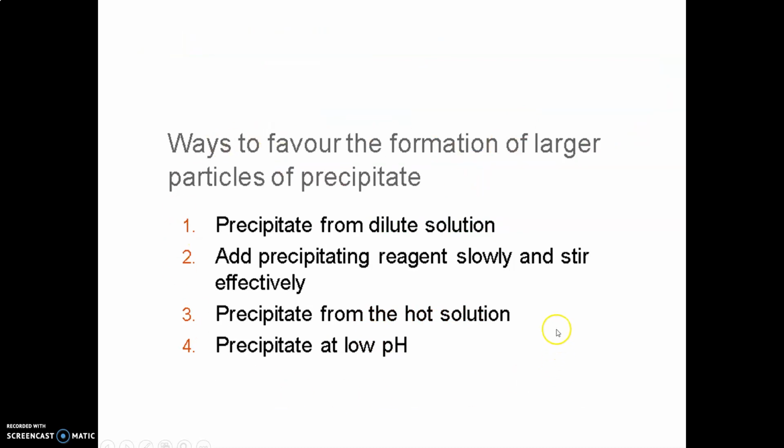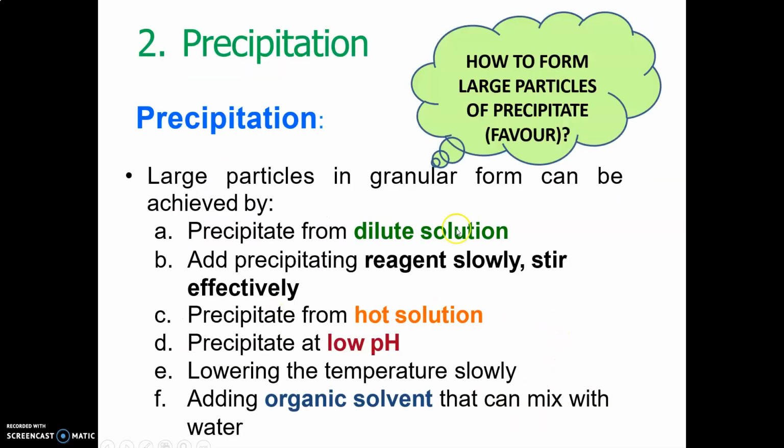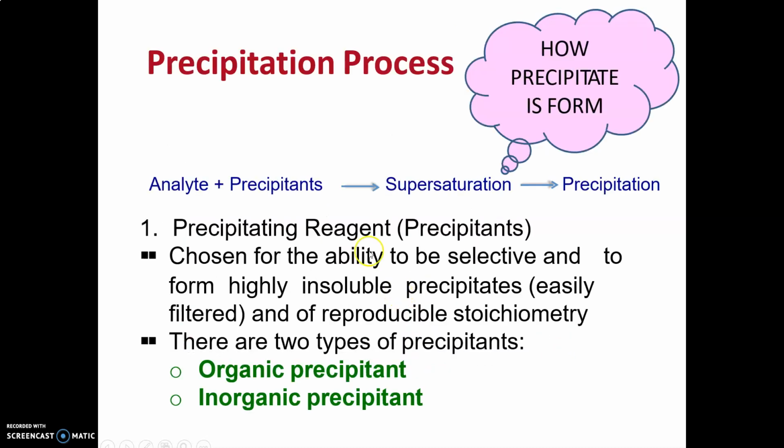Okay, this is another one, same as this part, so you can read by yourself. And then, so how does precipitate form? So you know what the good precipitates are. So how to get the good precipitate, but what actually is a precipitate? How does it form? So usually the precipitation process occurs when your analyte plus the precipitants or precipitating reagents go to supersaturation, and the last step is going to form precipitation.